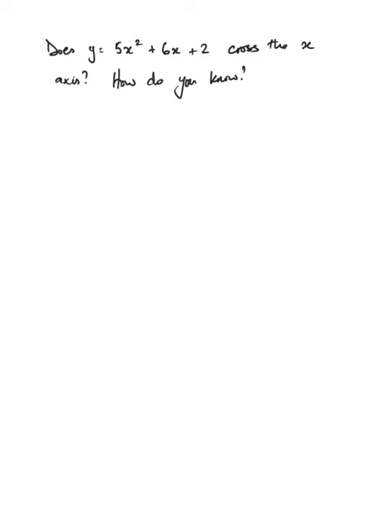And then does this cross the x-axis? Y is equal to 5x squared plus 6x plus 2. Now we just looked at, that means that it's going to have a y value of 0. So it's the same as trying to work out 5x squared plus 6x plus 2 equals 0. So a is 5, b is 6 and c is 2.